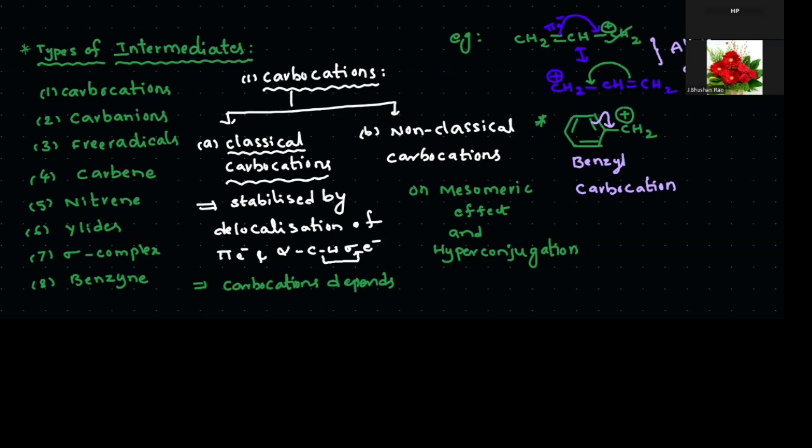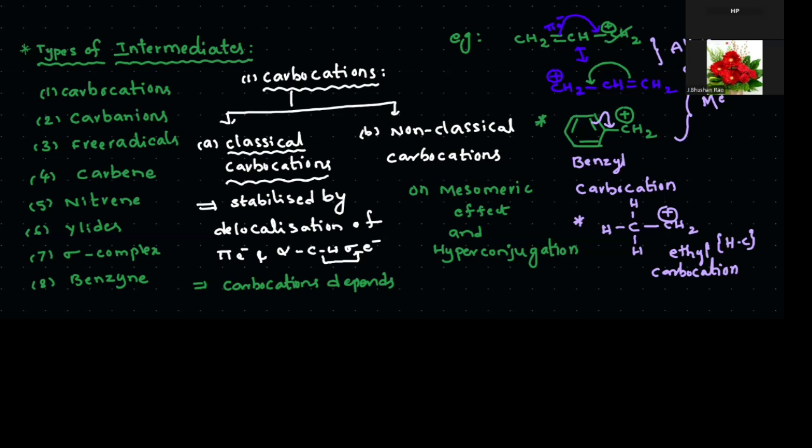Next, another type of example. Here the carbon has three hydrogens attached to one carbocation. This kind of carbocation is called ethyl carbocation. This carbocation is stabilized by which electrons? According to hyperconjugation, which effect is influenced here? Hyperconjugation. In the above two cases, these are the mesomeric effects.